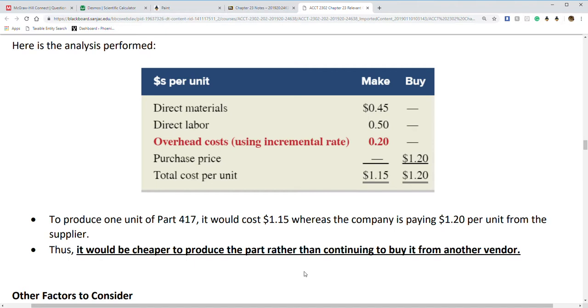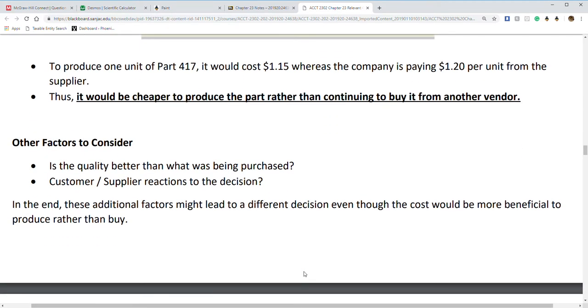Well, it's cheaper for us to make it, so thus we would probably make it rather than continue to buy it from another vendor. That's really all we do, is compare what the two options are. Buy it or make it. What's my cost? Well, again, management has other things to deal with.